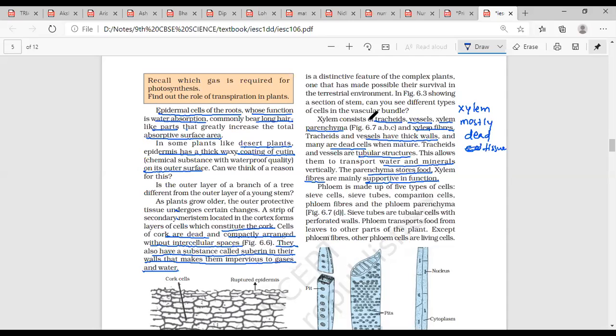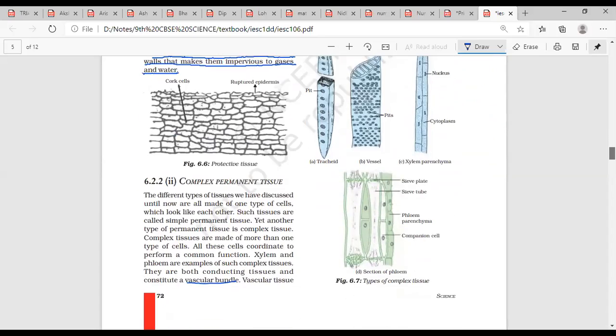So therefore it is called mostly living tissue. Then it consists of these 5 types of cells you need to remember: sieve cells, sieve tubes, companion cells, phloem fiber, and phloem parenchyma. Phloem parenchyma's main function is to store food. Sieve cells and sieve tubes help in conduction in the upward and downward direction.